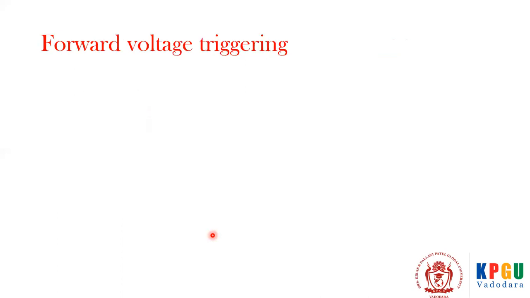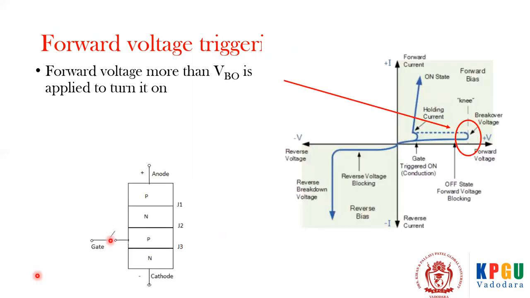So what is forward voltage triggering? We know when a thyristor is in the forward blocking mode, at that time, if the forward voltage is more than the breakdown voltage, then the breakdown of junction J2 will take place, because ultimately it is a reverse biased junction. And if a voltage sufficiently more than the breakdown voltage is applied, that junction is going to break down and forward conduction starts. So this is the method where you don't give any supply to the gate, and a forward voltage of very large magnitude is applied, which is more than the breakdown voltage, right?